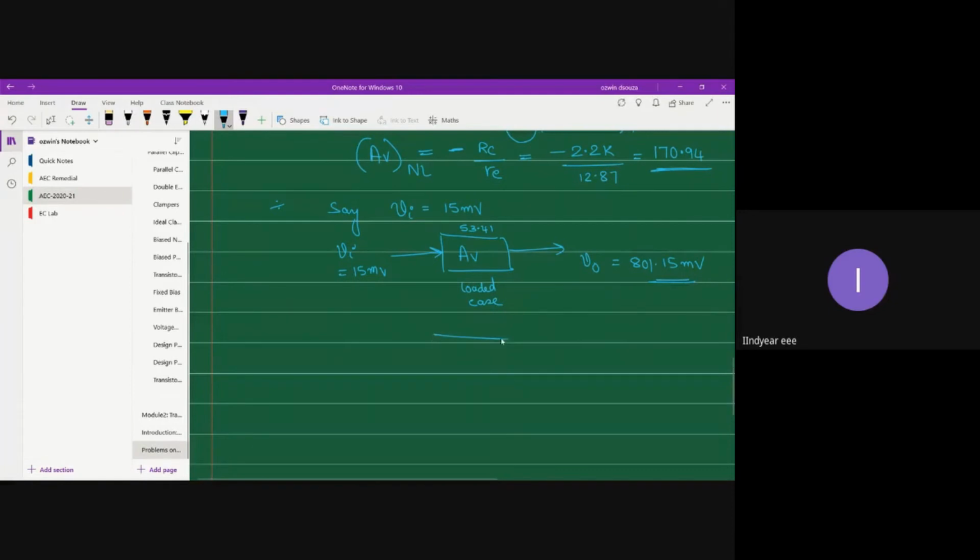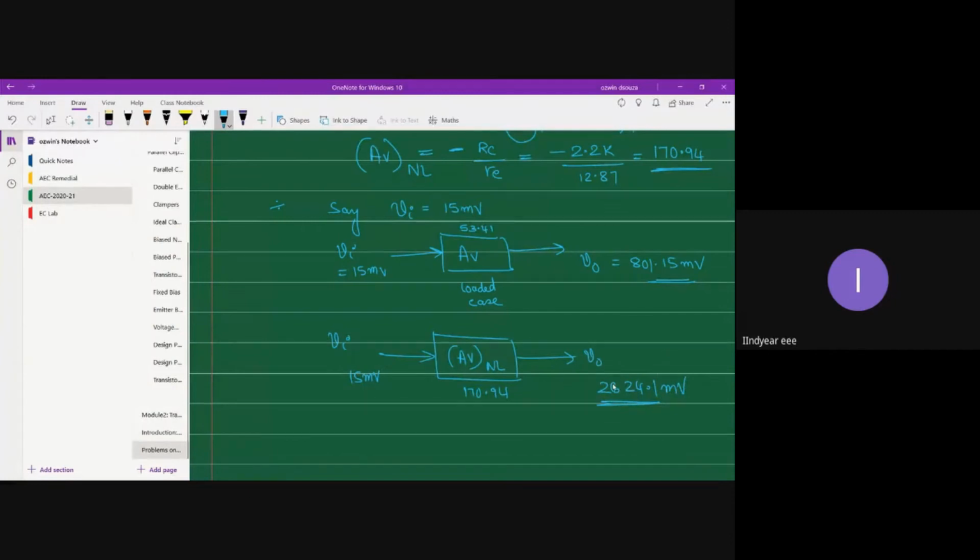Sorry, that was the loaded case. On the other hand, if you consider the no load case, when you feed the same signal with a maximum value of 15 millivolt, it will appear on a much larger scale. The multiplication factor for the output becomes 170.94. So 15 into 170.94 is about 2564, yeah, 2624.1 millivolt. You can make out the difference.